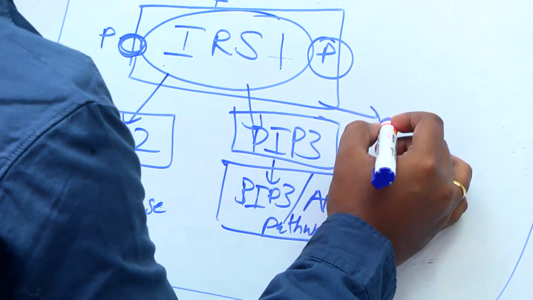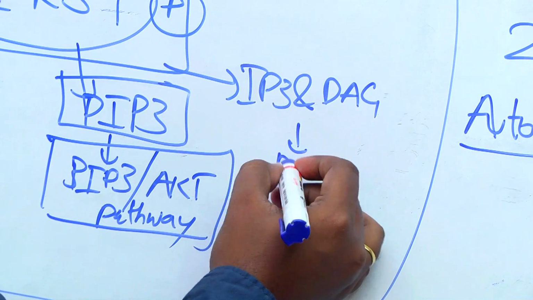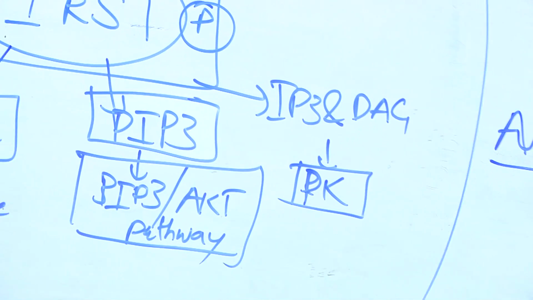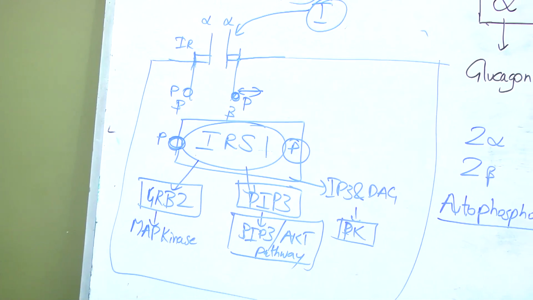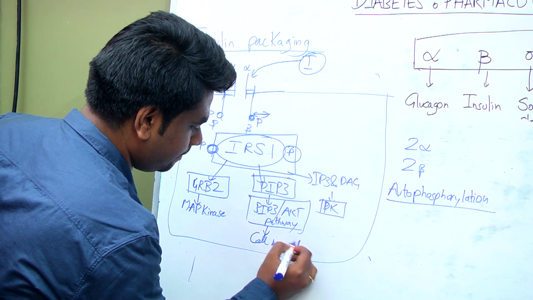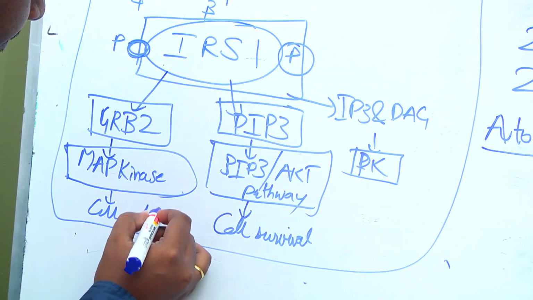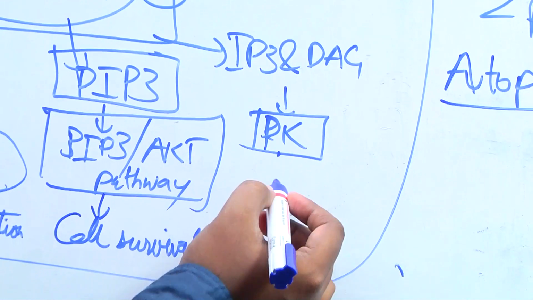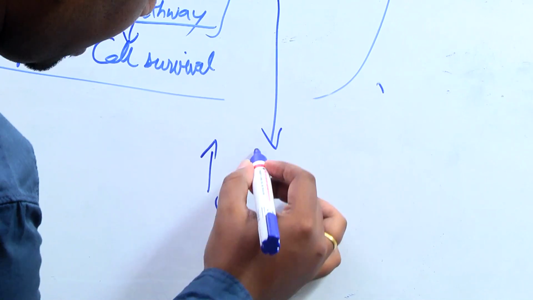And then there is also formation of your IP3 and DAG, which leads to activation of your PKC. So what happens due to activation of all these pathways? The activation of the PIP3 pathway leads to cell survival. This MAP kinase pathway leads to cell proliferation. Now the activation of this protein kinase, which is protein kinase C, will lead to increased glucose uptake.